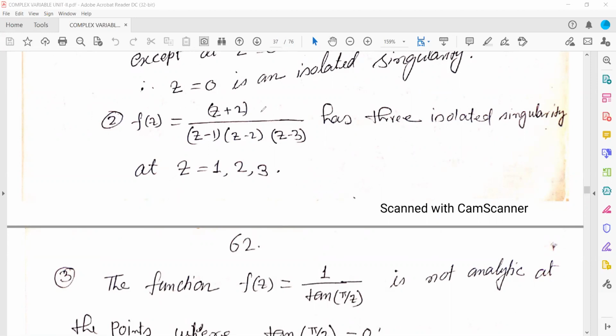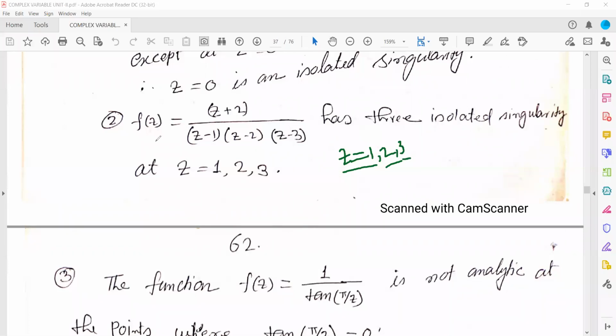So this function f(z) has three singularities. What are those? They are z equal to 1, 2, and 3. If you find the derivative of this function and put z equal to 1, the derivative of the function does not exist. Similarly, if you put z equal to 2, then also that derivative will not exist. And if you put z equal to 3, then also that derivative will not exist.